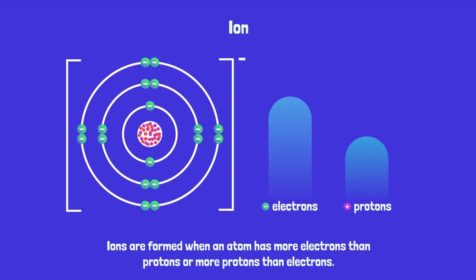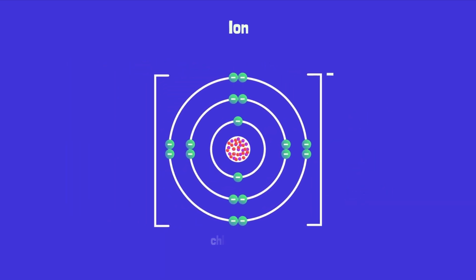electrons than protons or more protons than electrons. For example, a chloride ion has a charge of -1 since it has one more electron than protons. Such negatively charged ions are called anions.